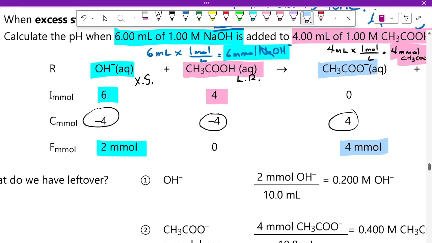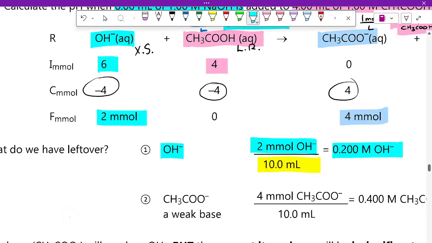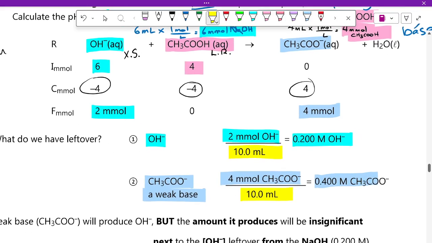So what do we have left over? We've got OH minus 2 millimoles, and our total volume, 4 plus 6, is 10 milliliters. So we have 0.2 molar OH minus. CH3COO minus is a weak base, and we have 4 millimoles of that in 10 milliliters. So we end up with 0.4 molar weak base.